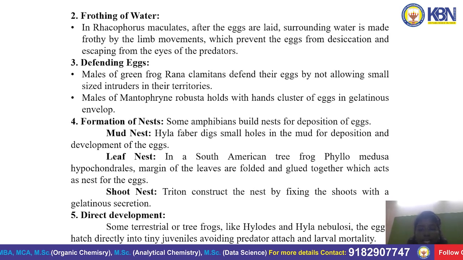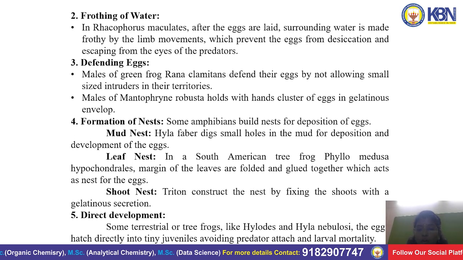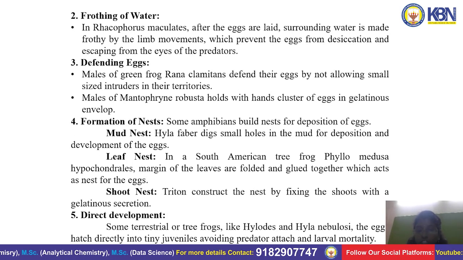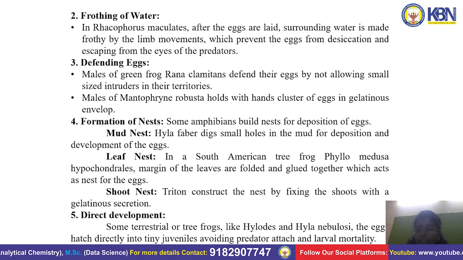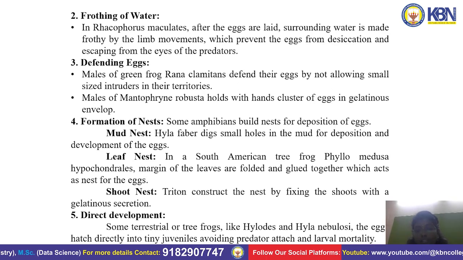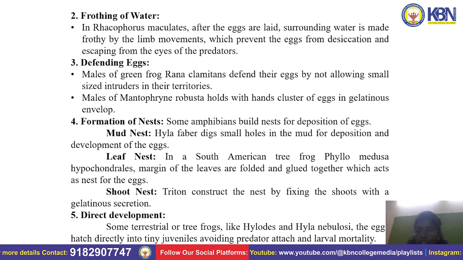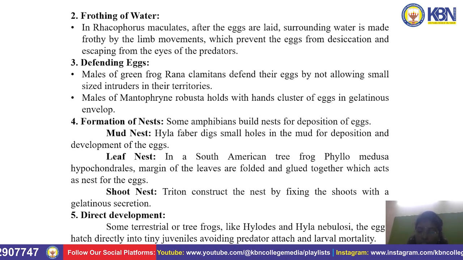First one, mud nest. Hyla faber digs some small holes in the mud for deposition and the further development of the eggs. In the species Hyla faber, it makes small holes in the mud for the deposition, and it is also helpful to develop the eggs.